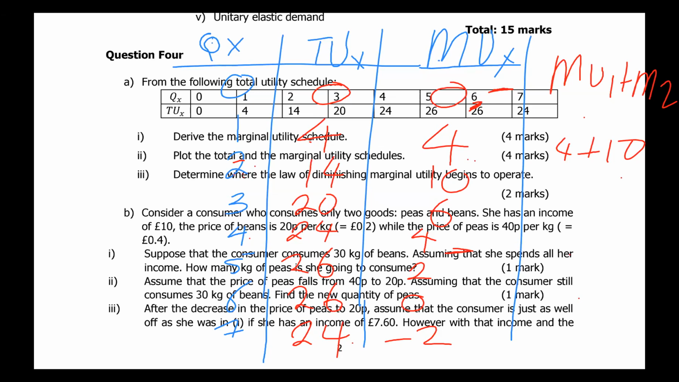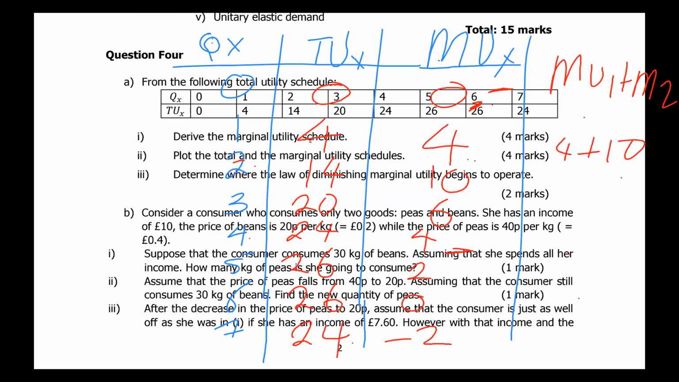Because I want you to understand, sometimes you can be given the total utility schedule instead of the marginal utility. So don't just get used to marginal utility. You should be able to do the opposite. So in short, you're just accumulating, adding and adding.